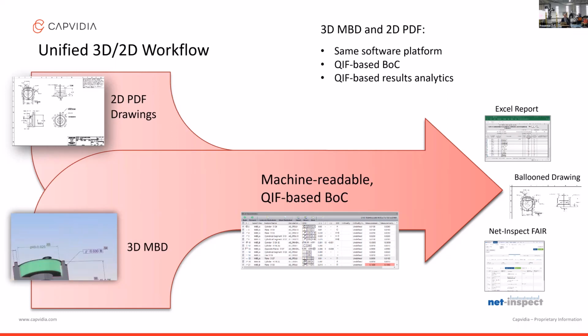That's one of the reasons in our MBDVidia software we have the ability to handle both situations. So, this is a nice thing. What it means is that if you are kind of one foot in model-based definition and one foot in the 2D drawing world, you can use the same software platforms, the same sort of procedures in terms of generating your bill of characteristics and generating your inspection documentation.